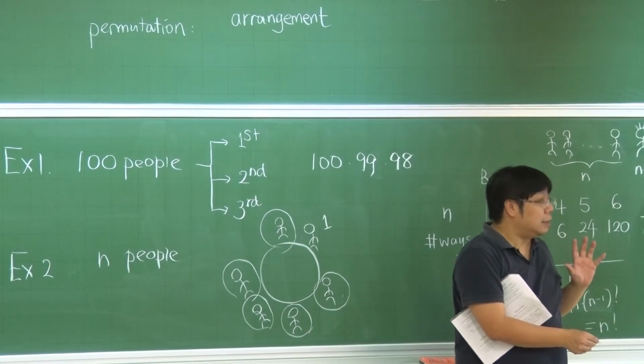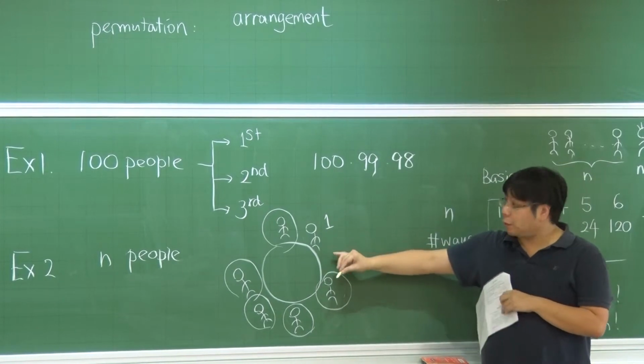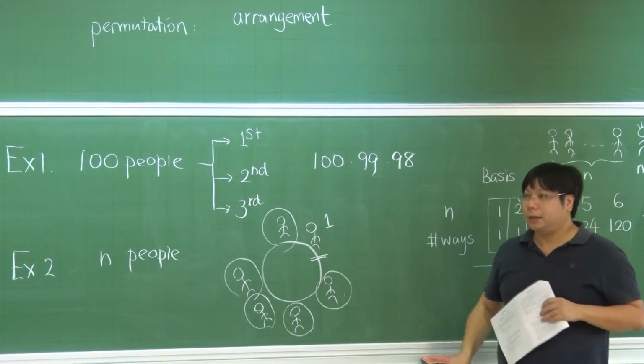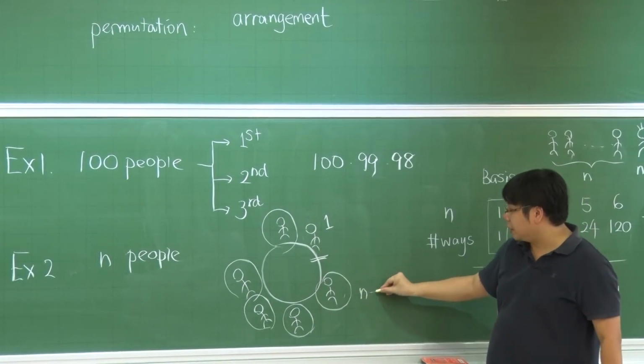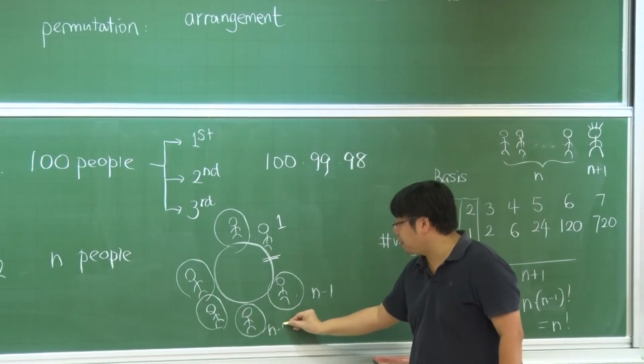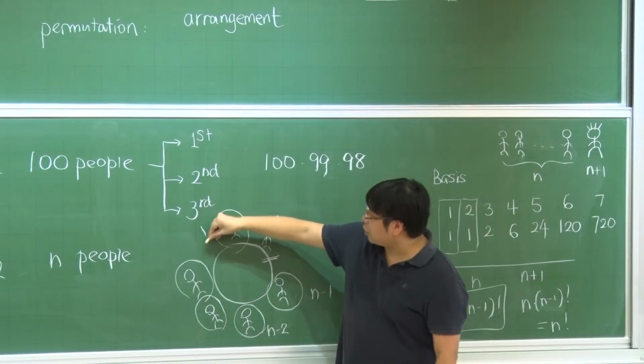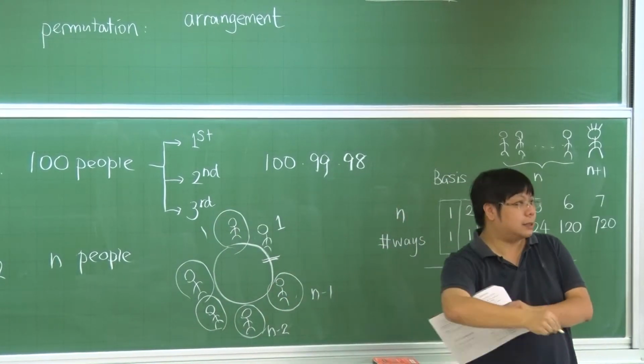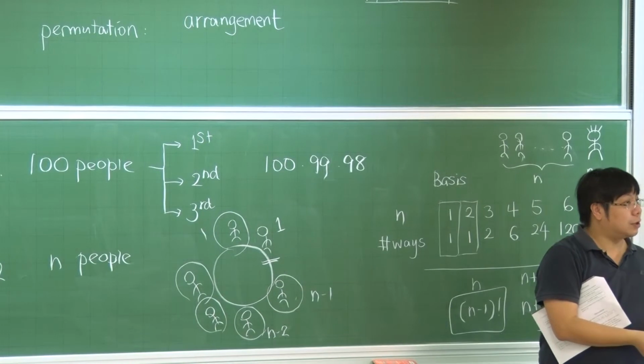Is that okay? So when person 1 is fixed, we fix the position for 1, then there are n minus 1 choices for this person, n minus 2 choices for this person, and so on, and 1 choice for this person. So altogether, there are n minus 1 factorial choices for this circle.